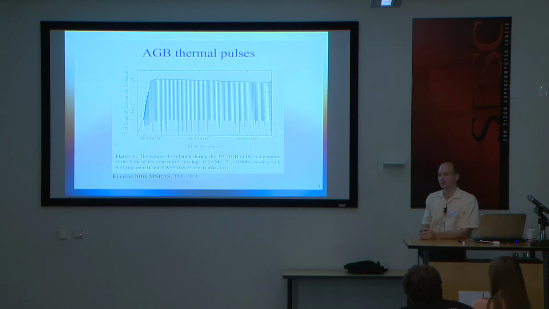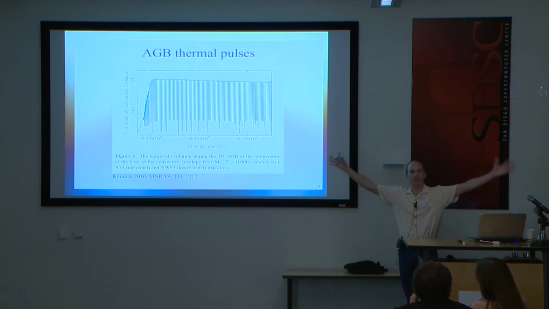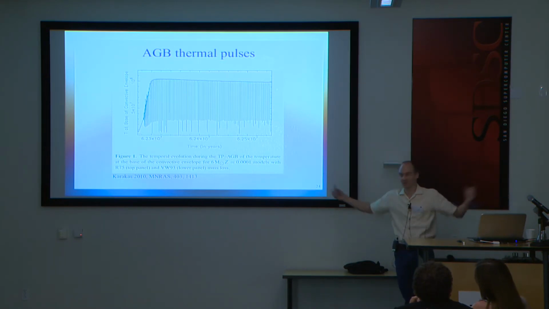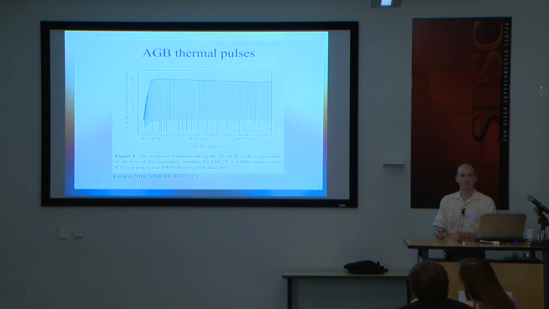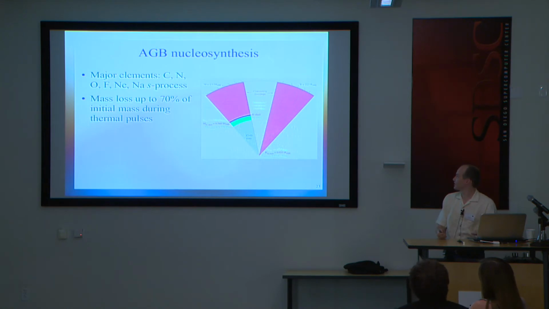This is why AGB stars are significant contributors to nucleosynthesis, because they're making some stuff, dredging it up in these thermal pulses, and then throwing it off into outer space. In these thermal pulses, it's just throwing off material that's been processed through nucleosynthetic processes. So I'm going to go back one slide really briefly.